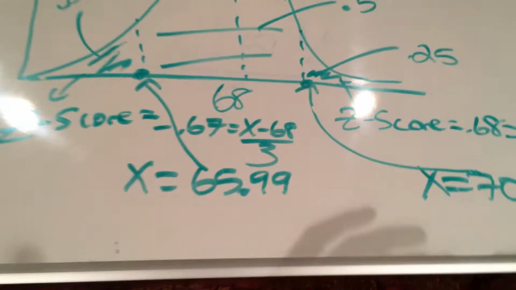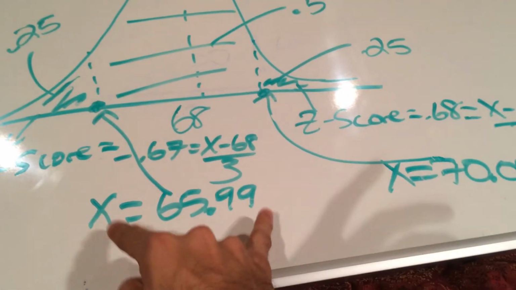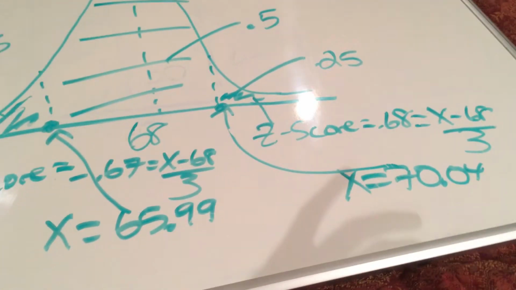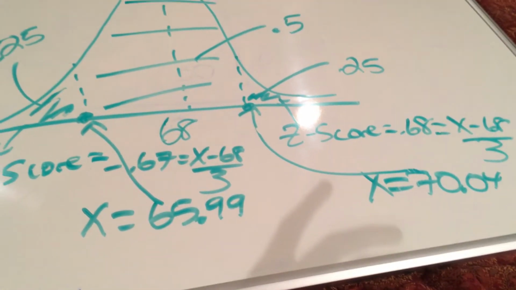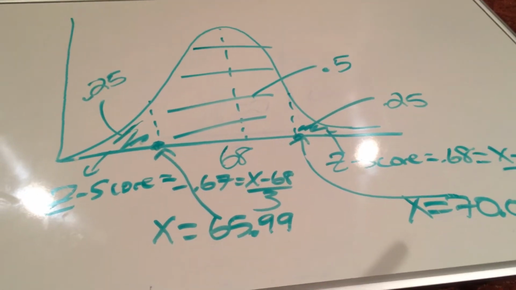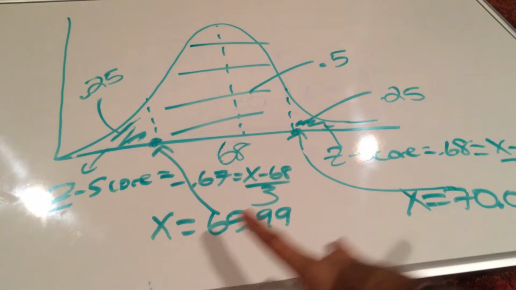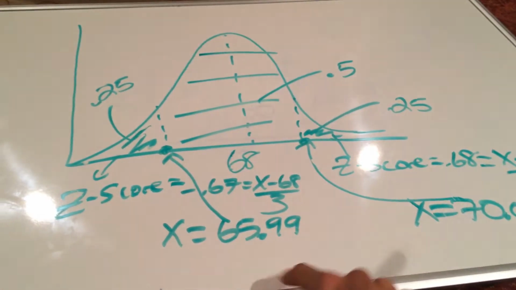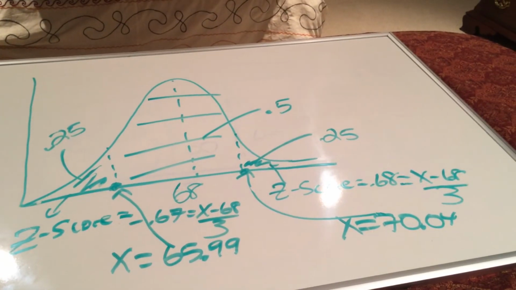That goes right here. So what we're saying is between 65.99 and 70.04, 50% of the data is located. Let me zoom out. Let me repeat that. Between 65.99 and 70.04, 50% of the data is located. And there we have it.